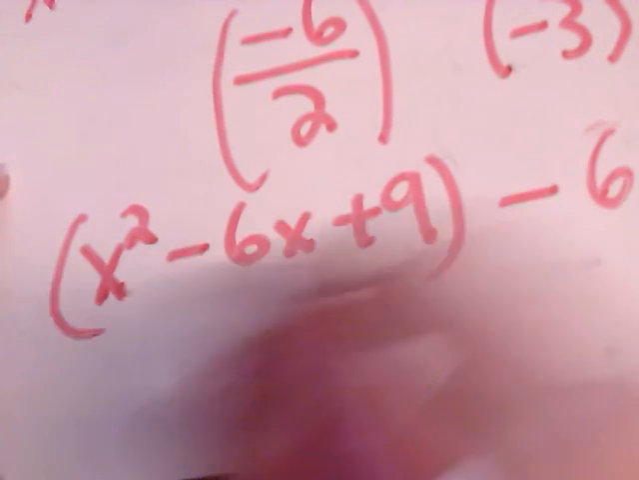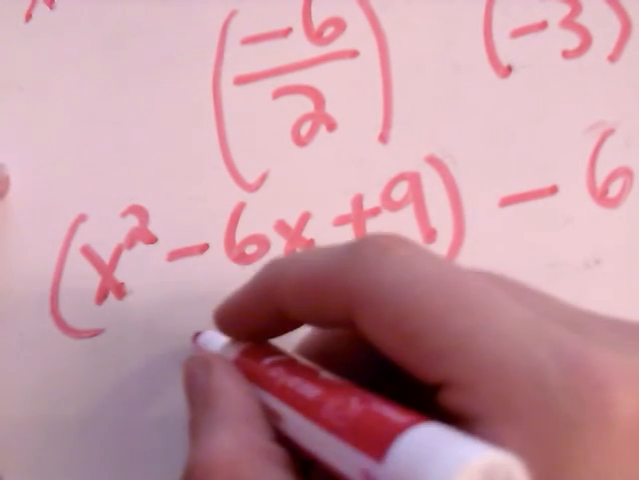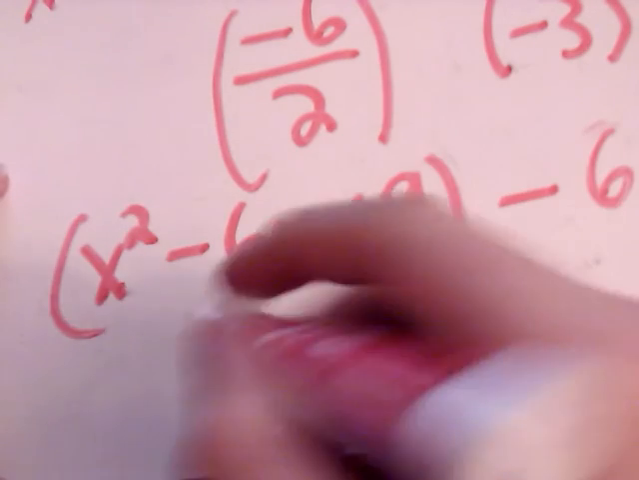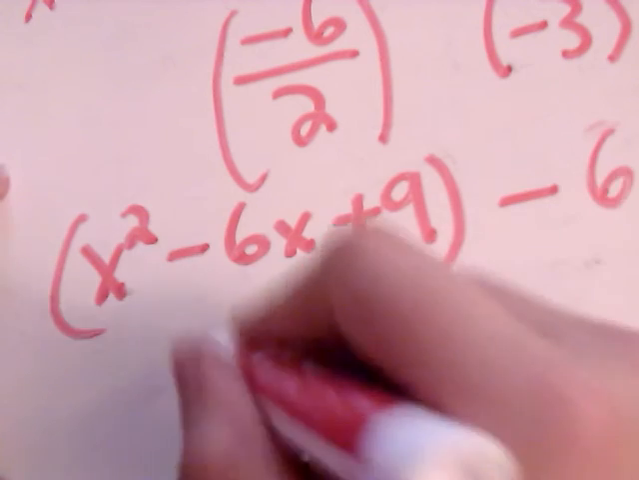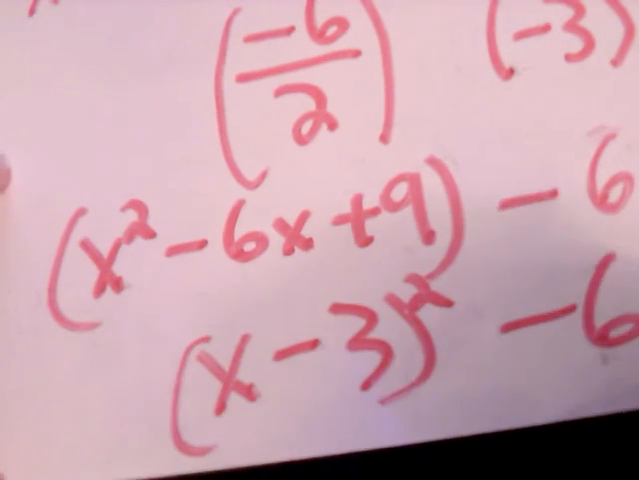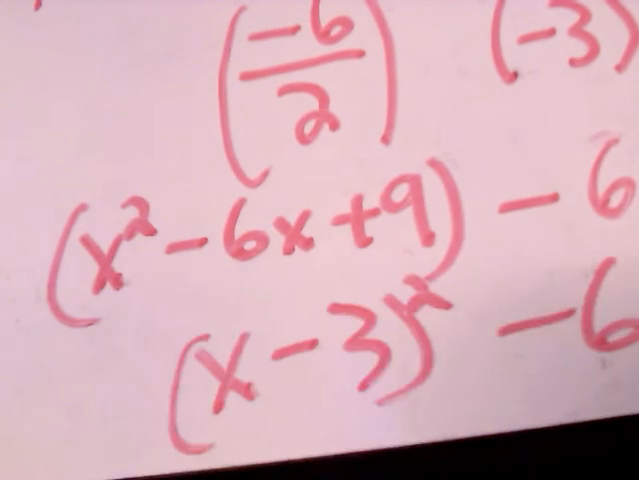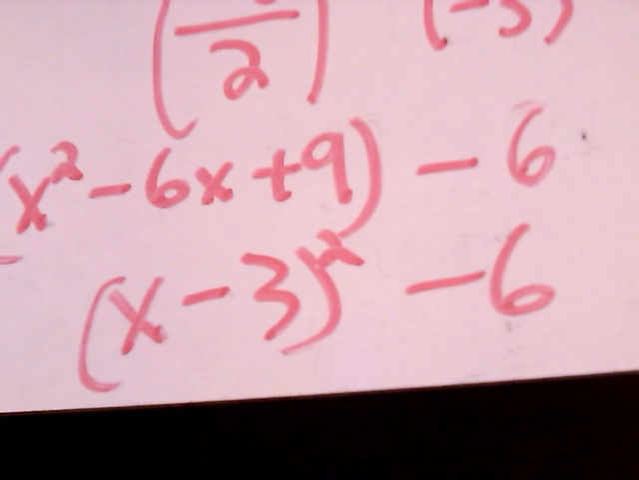So we find factors of 9 that add to negative 6. Once again, it's negative 3 and negative 3. Remember, it has to be negative because I have to add to give me negative 6. So there is my vertex form.